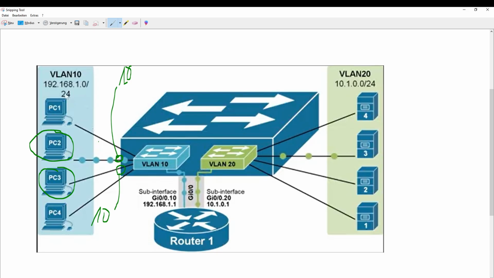The second point is, does this VLAN exist on the switch? Remember that. If this VLAN doesn't exist on the switch, although the interfaces of the users who are supposed to be in the same VLAN are assigned to the right VLAN, the users will not even be able to communicate with each other. The communication will not work. You have to check both questions.